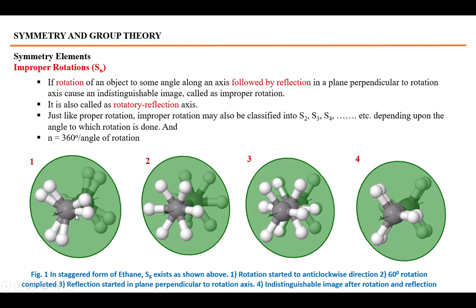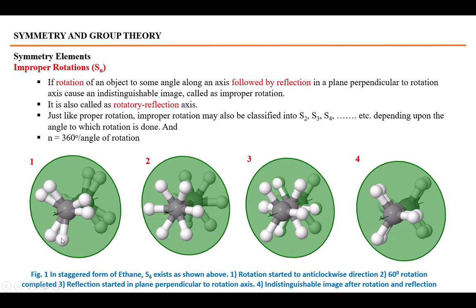And we rotate the molecule by 60 degrees about this rotation axis S6. We have started the rotation. This is the original form of the molecule. These are the original hydrogen atoms, and we are starting the rotation. We have rotated. This hydrogen has taken the position of this hydrogen. This hydrogen is moved to this position.